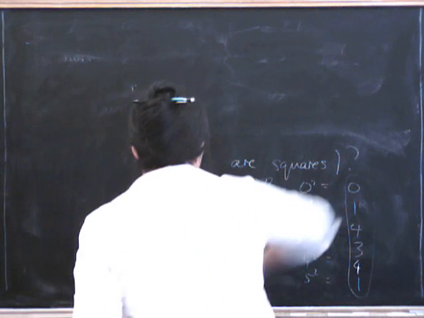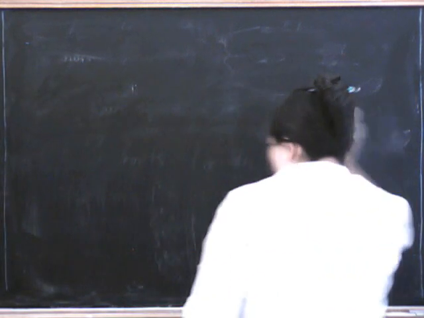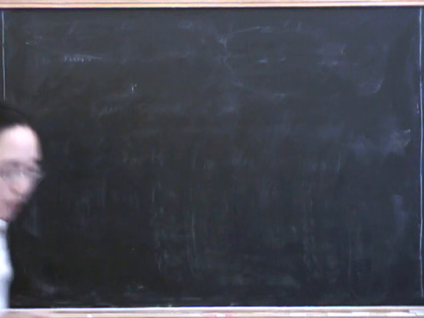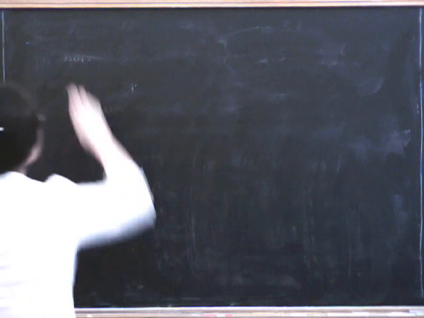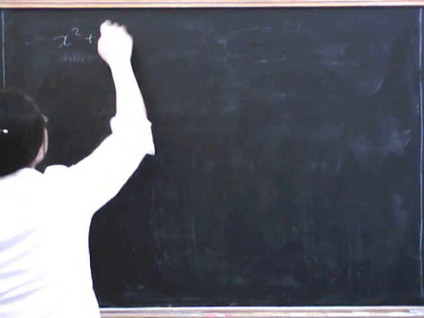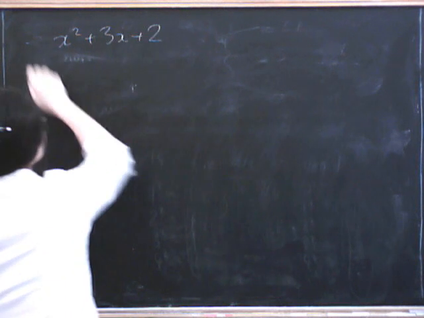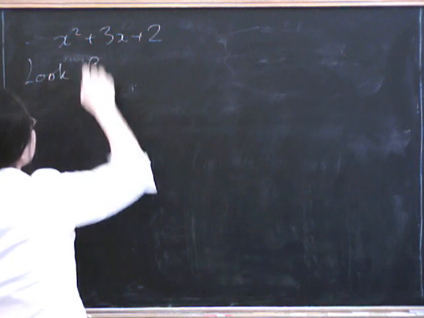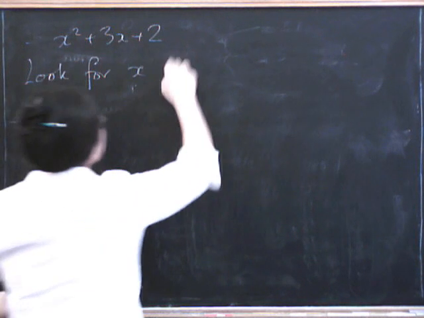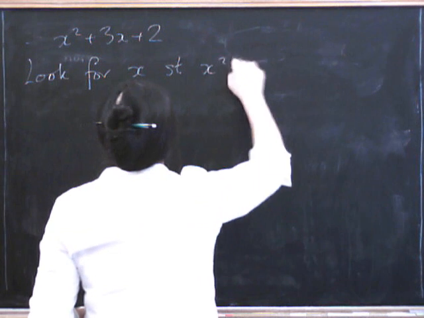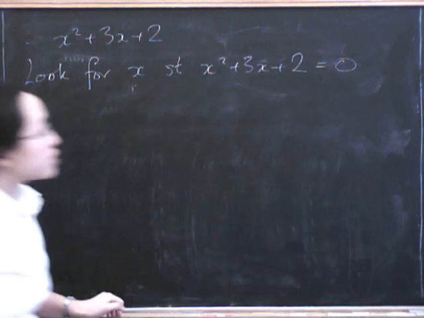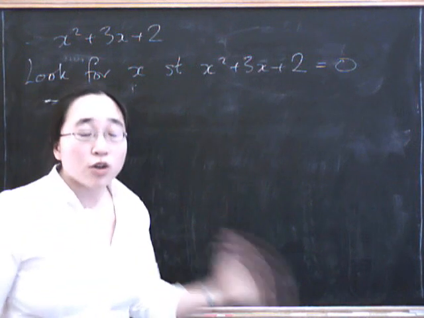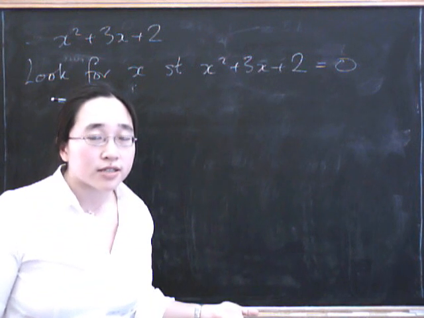Part 2 of this question is to find all the solutions of x squared plus 3x plus 2. So we're going to look for x such that x squared plus 3x plus 2 equals 0. So what you can do in normal life is you can factorize this.